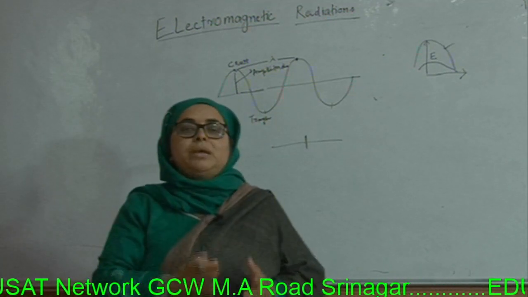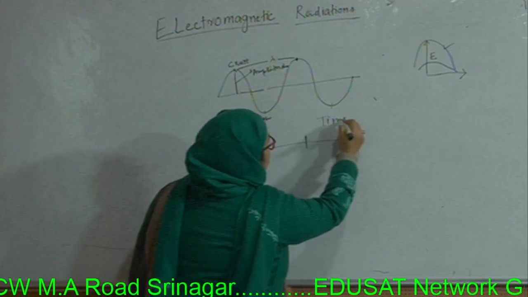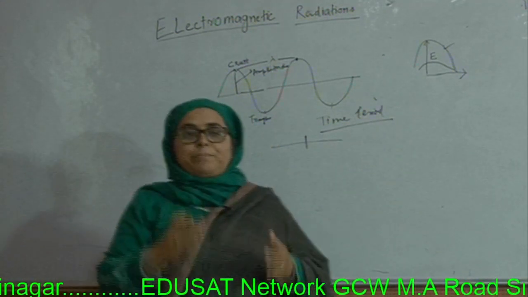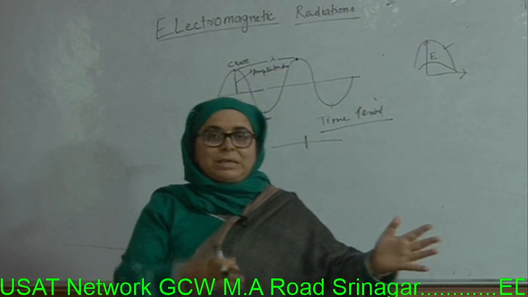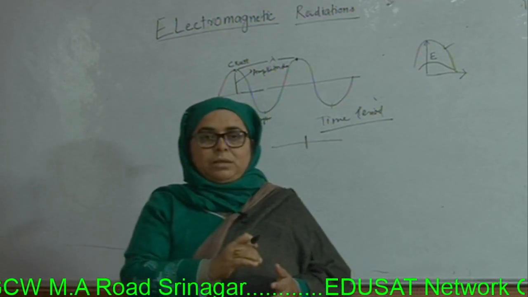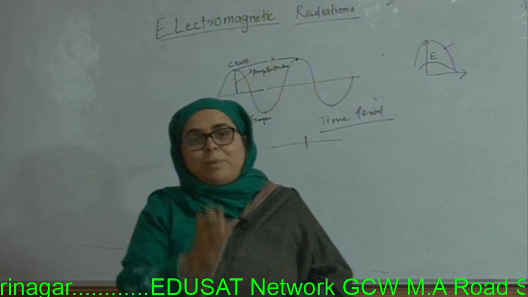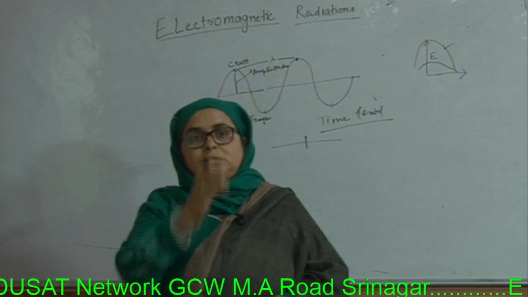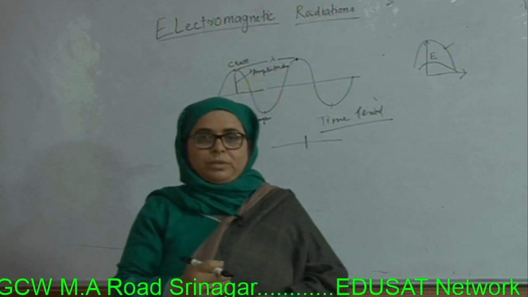Now, other thing is time period. What is time period? For time period, we will again remember this frequency. As frequency says the number of oscillations passing through a point per second, time period is the time taken by one cycle to pass through a point. The time taken by a cycle to pass through a point.